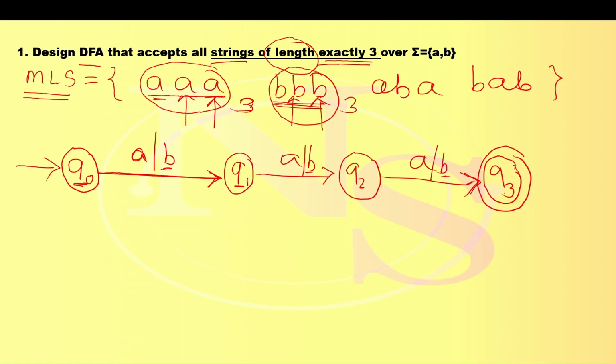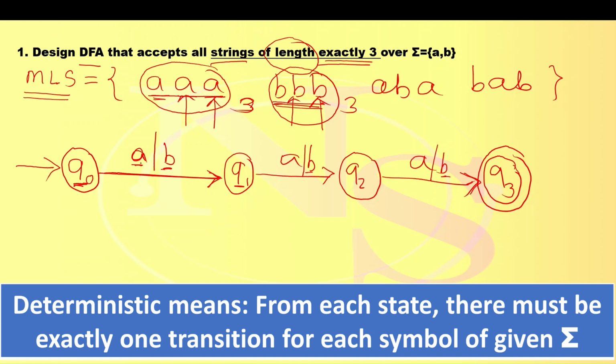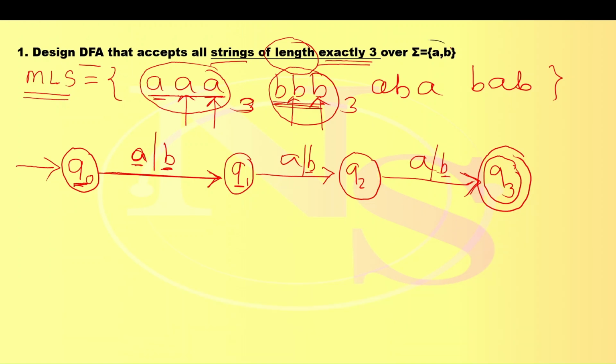And if you observe this, q0 is deterministic. Deterministic means there must be one transition for a as well as for b, as sigma is {a, b}. Hence there is a transition for a as well as b from q0. Similarly, there is a transition for a and b from q1, and the same with q2. But there is no transition from q3 for a or b. Now we want to make the automata deterministic, so I want to make q3 deterministic. I will tell you the step by step process of how to make q3 deterministic.